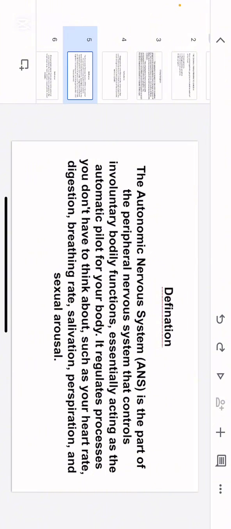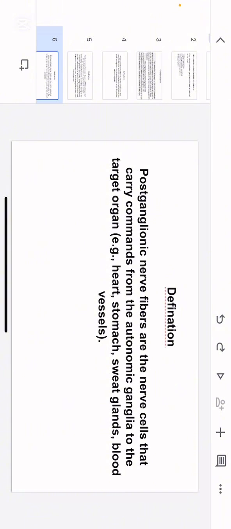It is a part of the peripheral nervous system that controls involuntary bodily functions, essentially acting as an automatic pilot for your body. It regulates processes you don't have to think about, such as your heart rate, digestion, breathing rate, salivation, perspiration, and sexual arousal. So it's all about functions which are involuntary, like sexual arousal, salivation, breathing, perspiration.